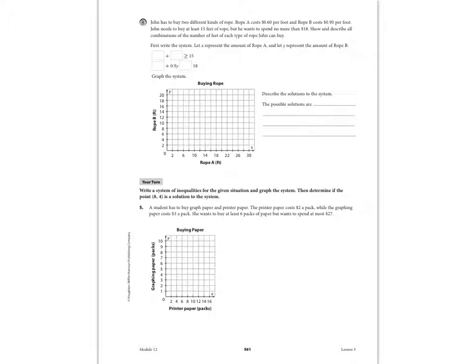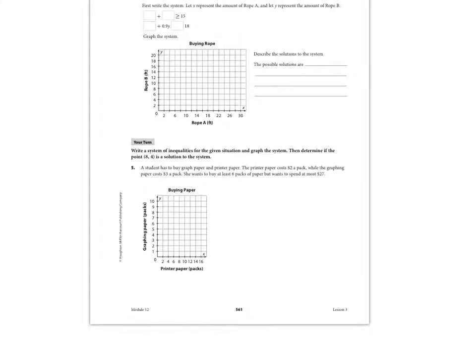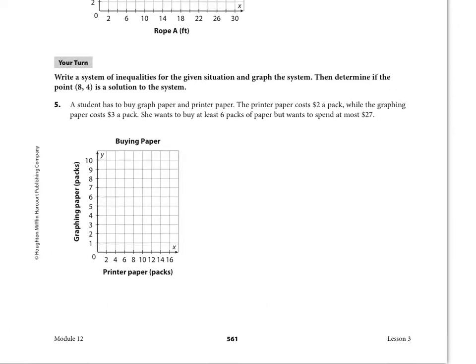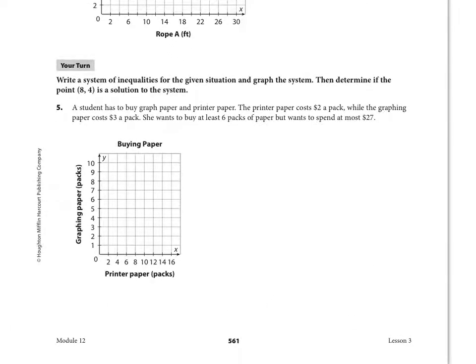Now we're going to look at writing a system of inequalities. We're going to write a system for the given situation, and we're going to graph it, then determine if the point 8, 4 is a solution to the system. A student has to buy graph paper and printer paper. Printer paper costs $2 a pack. Graphing paper costs $3 a pack. She wants to buy at least 6 packs of paper, but wants to spend at most $27.